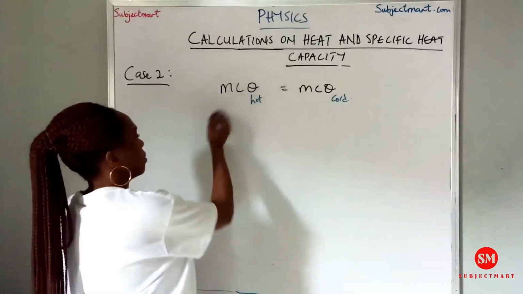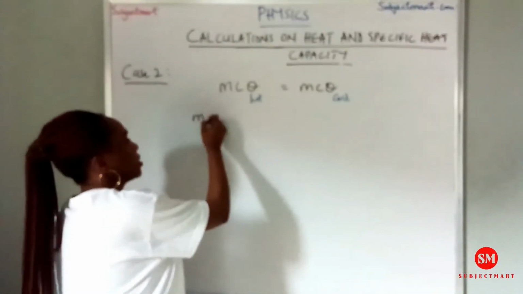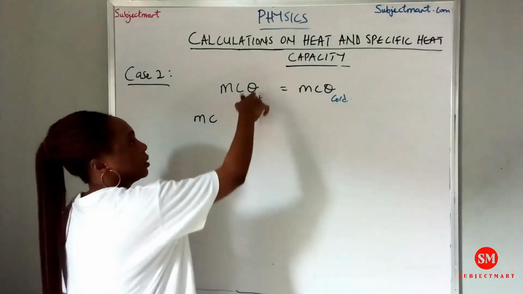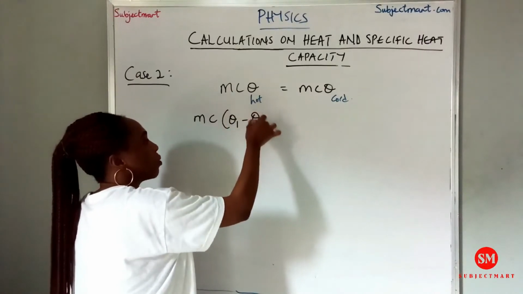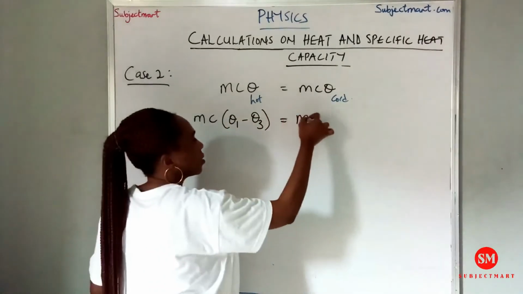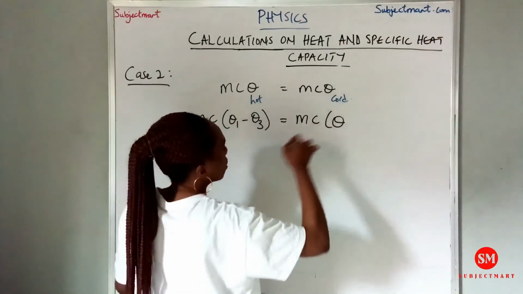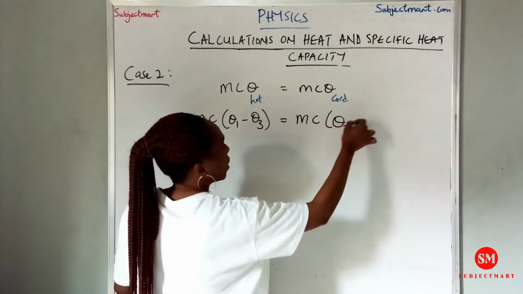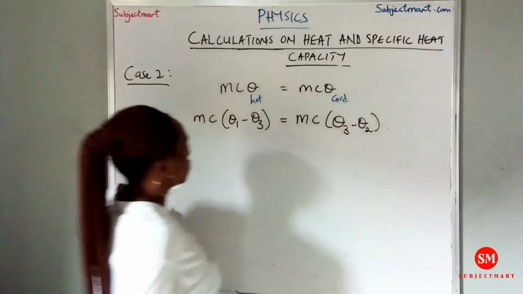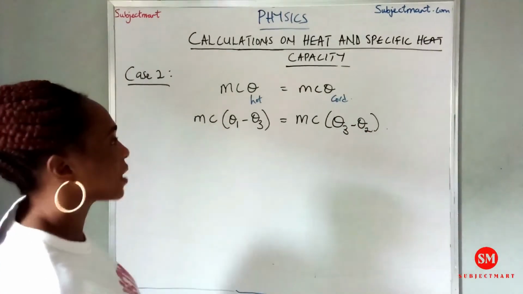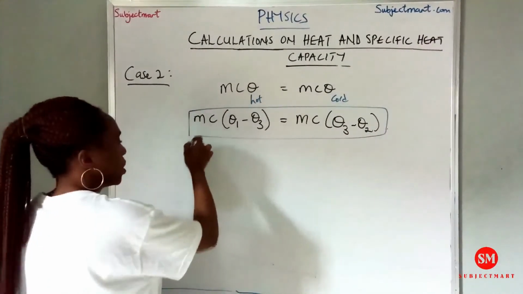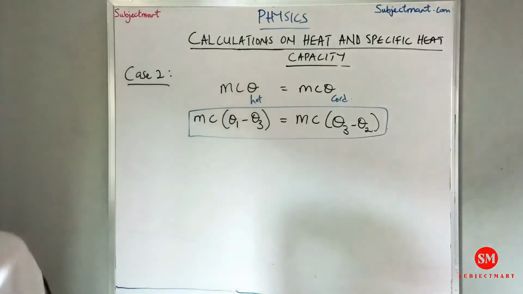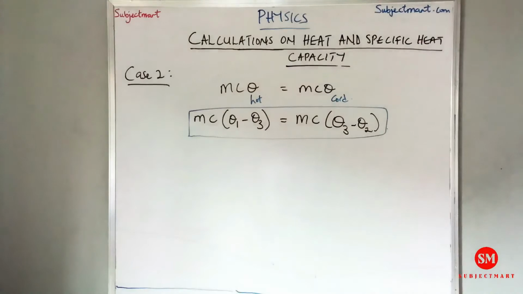So I'm going to break this down. M is the mass. C is the specific heat capacity of water. The theta here is going to be theta 1 minus theta 3, and here is theta 3 minus theta 2. So for cases like this, this is applicable. That is the standard formula for cases involving hot and cold water.